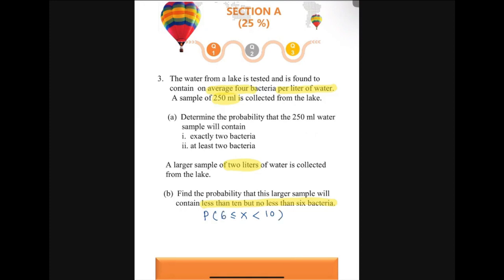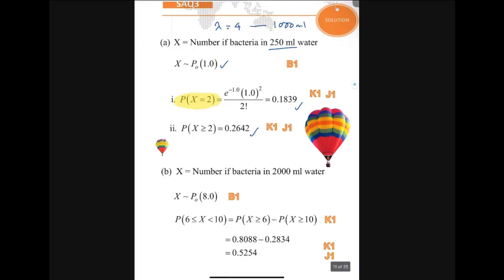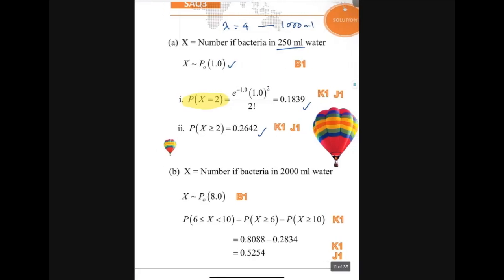Okay, so from 6 up till 10, but 10 is not included. Careful, our lambda now must be changed into 8, because it's involving 2000 milliliter of water. So introduce a new distribution. So we have a new distribution with 8 as our lambda.